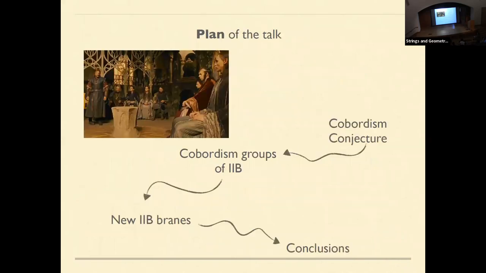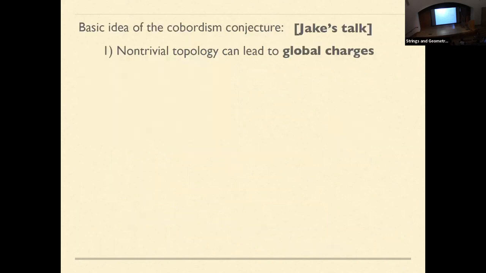So what is the plan of the talk? I'll start with a brief review of the cobordism conjecture. This was done by Jake already yesterday. I'll basically be repeating the material in case you forgot. Then I'll particularize this to cobordism groups of type 2B, use them to predict new branes, and then I will give you some conclusions.